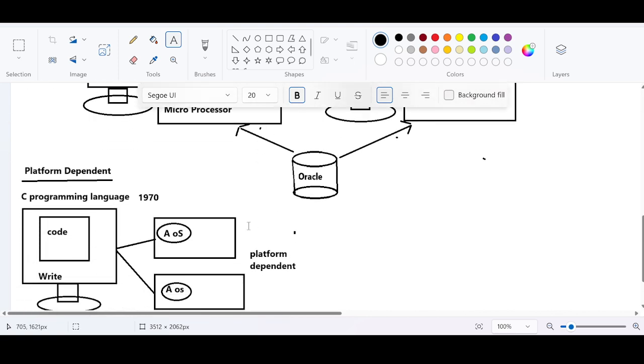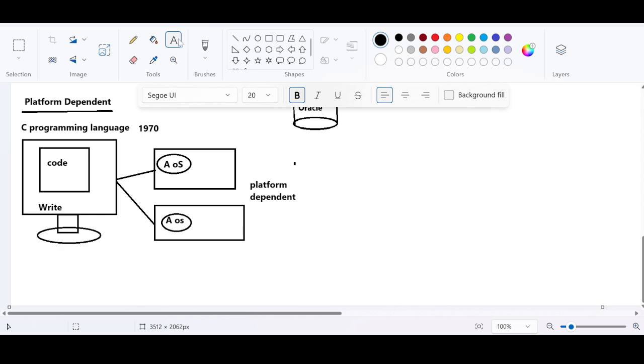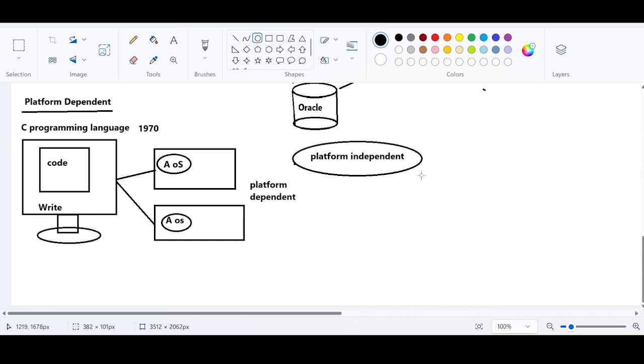But it is an added advantage when you say something, especially in the computer world, as platform independent. This is a very powerful word. When you say something as platform independent, it is an added advantage. When you say, okay, I have developed a platform independent programming language, very much added advantage. Very powerful word. In those days, it was a very powerful word.